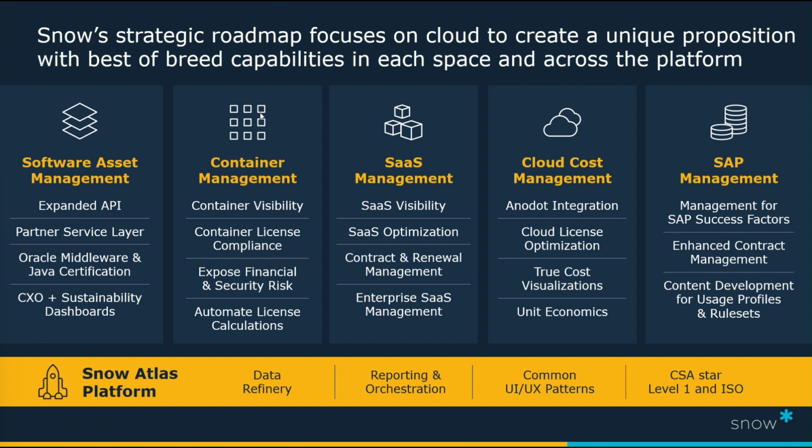This is a high level view of the Snow strategic roadmap. As you can see, it starts with SAM Core and Snow Atlas, and this is the first application to be launched on the Snow Atlas platform. Snow's plan is to continue to enable customers to do more with Snow data with expanded API capabilities. Snow's focus will be solving key challenges for SaaS, but also containers and cloud management.